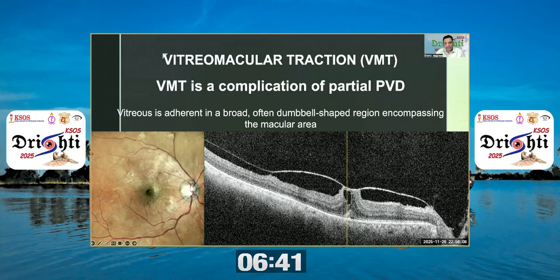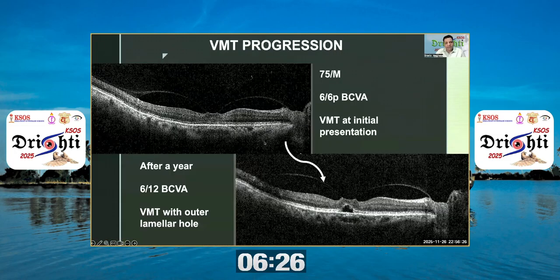As you can see here on this scan, the posterior hyaloid is detached in the perimacular region, but right at the fovea, it is causing an anterior-posterior traction, leading to a shallow cystoid space as well as a subfoveal detachment. VMT does progress. Once a patient comes with a VMT, the vision will initially be good.